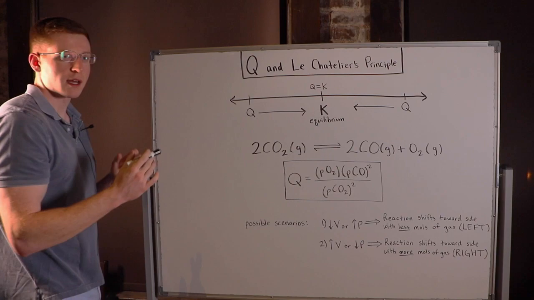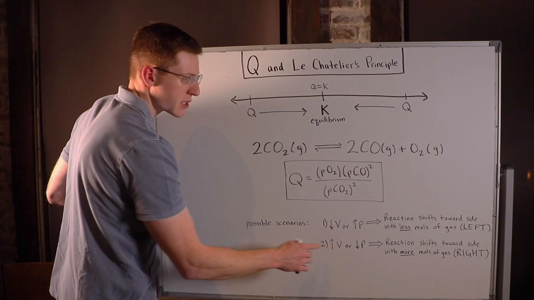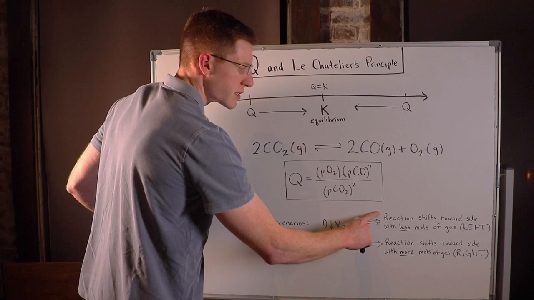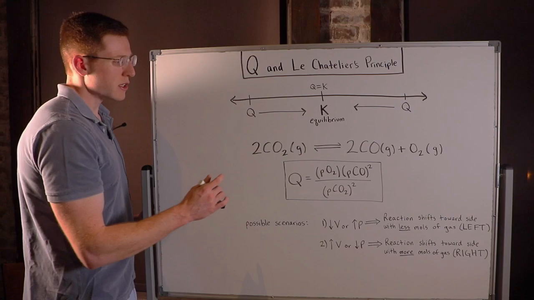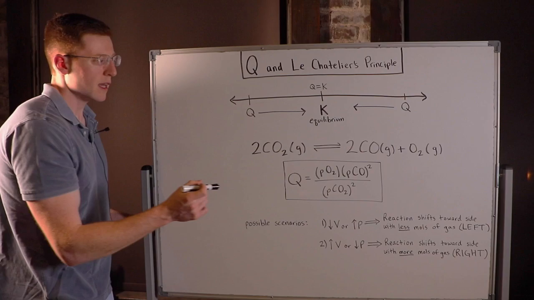In the first scenario, imagine this reaction is occurring in a container, and we decrease the volume of that container, which is the same thing as increasing the pressure in that container. In this case, Le Chatelier's principle says that this reaction is going to shift towards the side with fewer moles of gas. You can see here that we've got 2 moles of gas on the left and 3 moles of gas on the right. So if we decrease the volume or increase the pressure of the container in which this reaction is occurring, it's going to shift to the left.